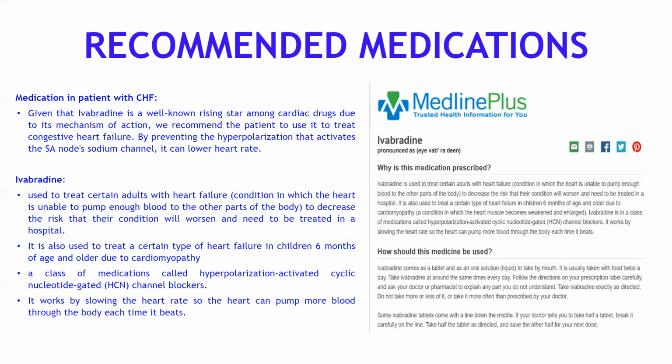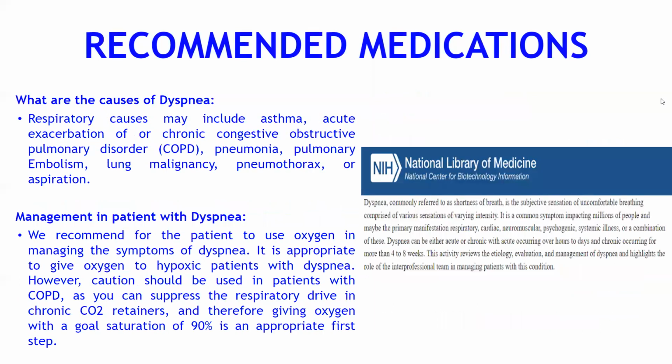ivabradine is used to treat certain adults with heart failure to decrease the risk that their condition will worsen and need to be treated in a hospital. It is also used to treat a certain type of heart failure in children at 6 months of age and older due to cardiomyopathy. And also, this drug is under a class of hyperpolarization-activated cyclic nucleotide-gated channel blockers, and it can slow heart rate so that the heart can pump more blood through the body each time it beats.